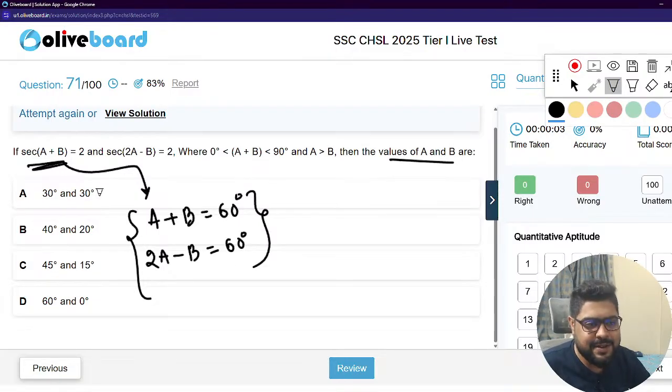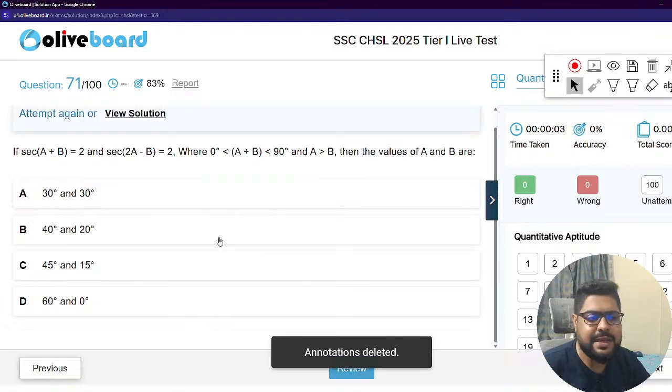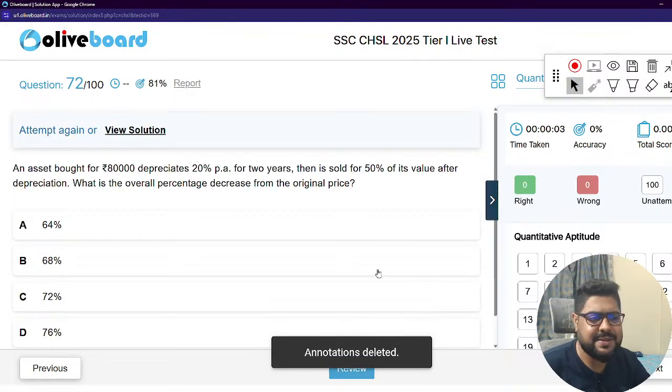A and B, sir, first things first, all are giving 0. Okay, fine. Now just solve this, sir. Add them, 3A is 120, A is 40 degrees. That means the answer is B. Answer is B, sir. Don't need to check many things.